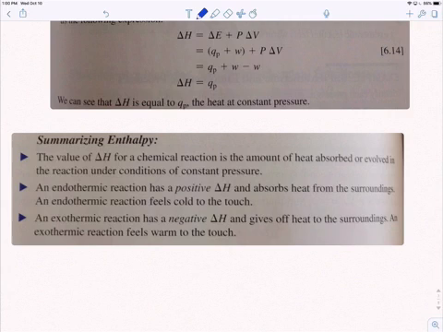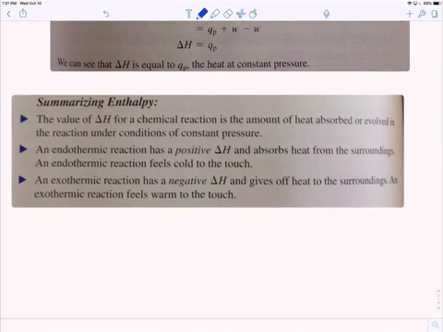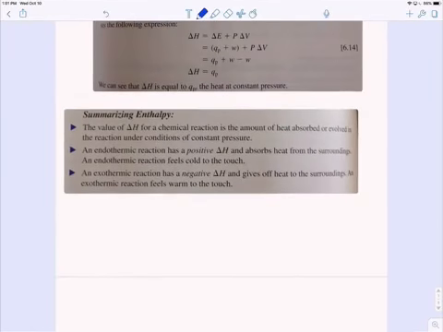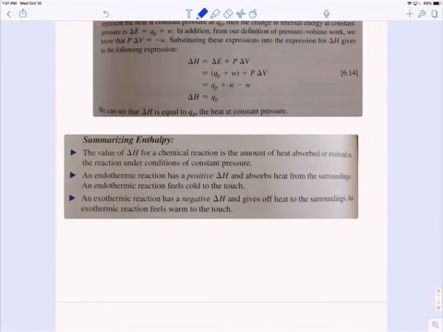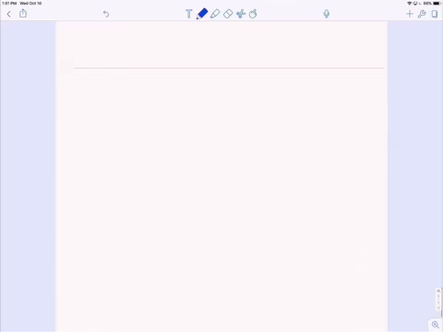Okay, and endothermic reactions and processes feel cold. So ice melting is an endothermic process. It feels cold when you touch ice. Exothermic feels hot. So if you stick your hand into burning embers, I don't recommend you do that. It feels hot. Although I've done it accidentally. So exothermic reactions feel warm to the touch. So surprise, surprise. Okay.